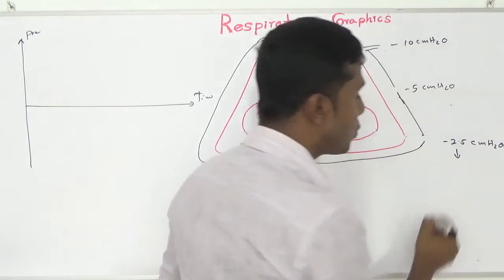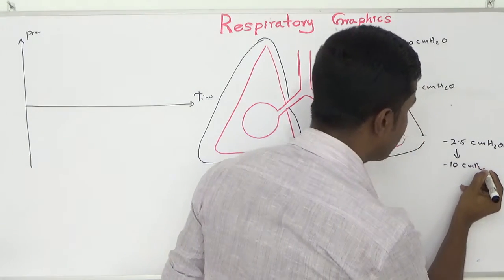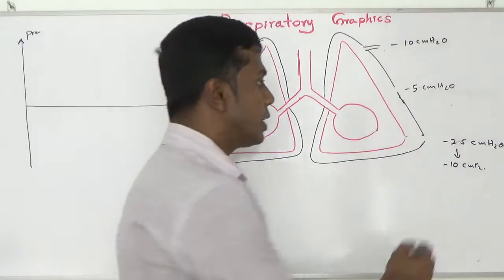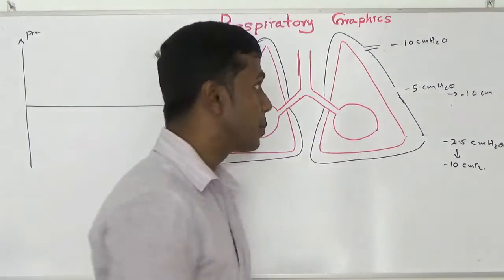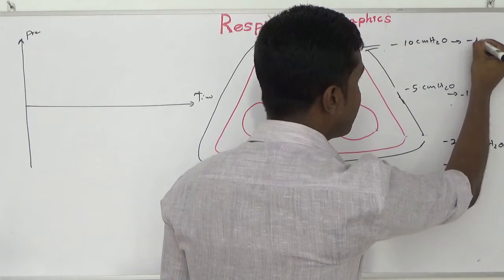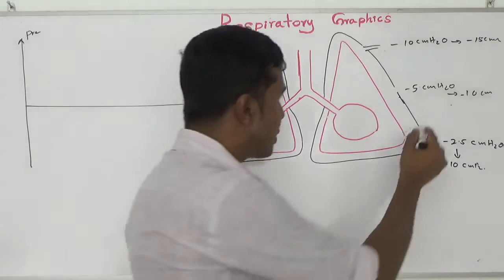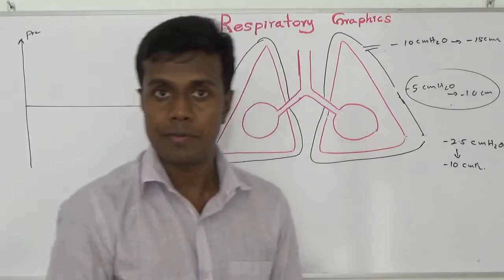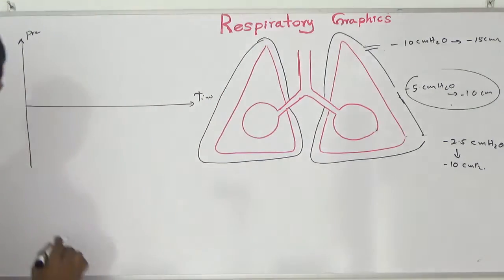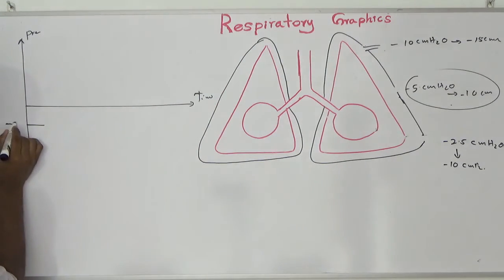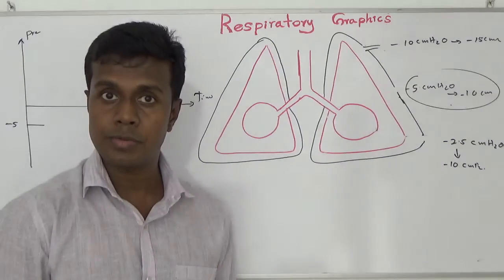Here it dropped from minus 2.5 to roughly minus 10 centimeter H2O. From 5, it went to roughly minus 10 centimeter H2O. From 10, it went to minus 15 centimeter H2O. For this graph, I am going to take a middle value. At the beginning, what is the pressure in the pleural cavity? It's roughly minus 5. With inspiration, what happened? It becomes more and more negative.